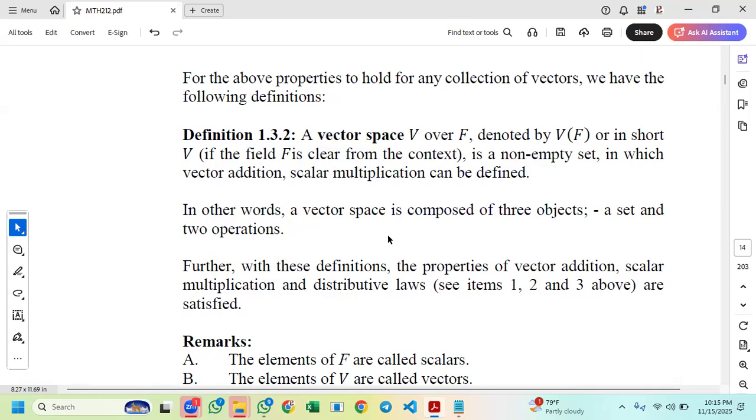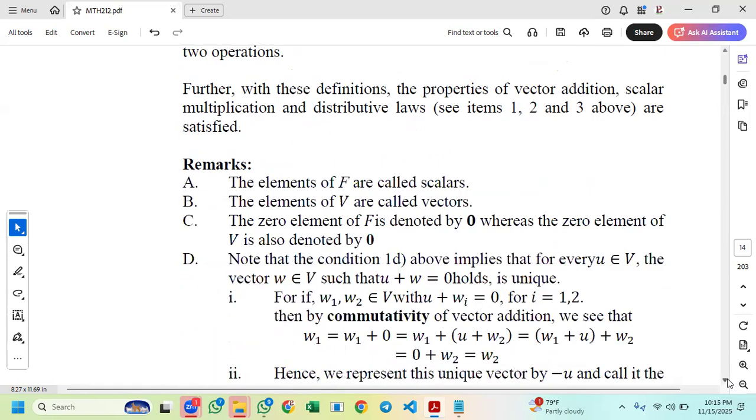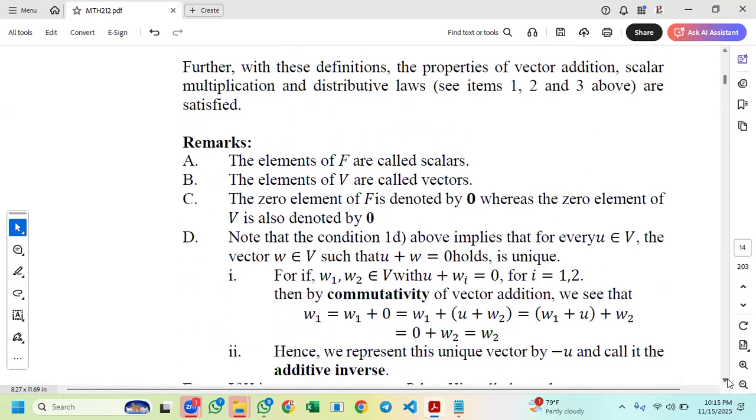Now, in other words, a vector space is composed of three objects: a set and two operations, addition and multiplication. Further, with these definitions, the properties of vector addition, scalar multiplication, and distributive laws, see items 1, 2, and 3 above, we've done that, are satisfied. Now we have remarks. I hope you are not rushing though. We are rushing because we felt this part is sweet to go.